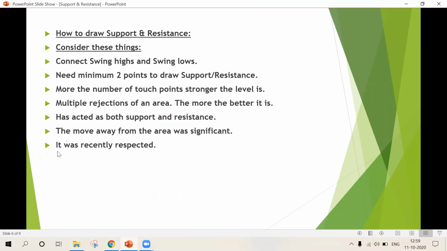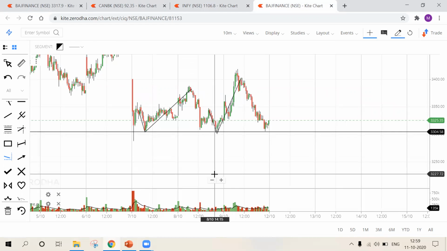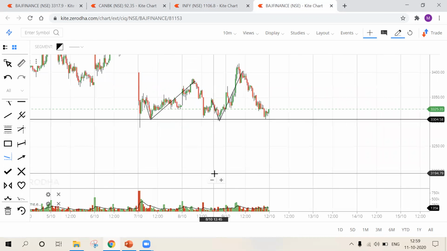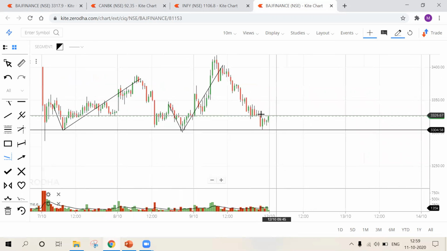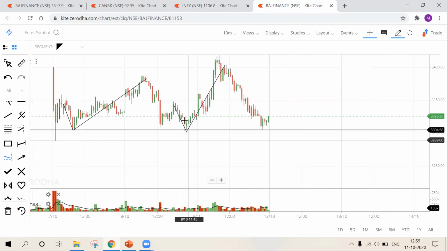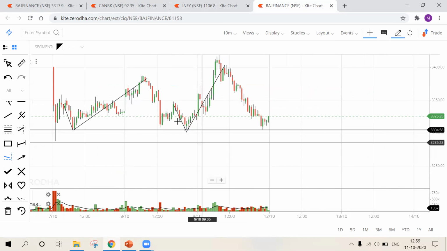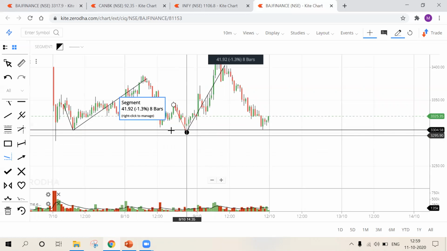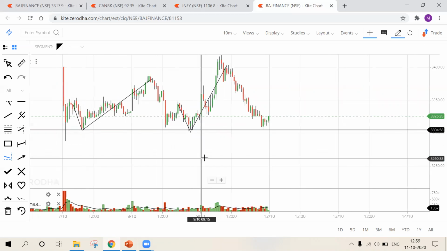And it was recently respected, in the sense that the touch point should be close to the current date. It should not be very far. For example, this is our third touch point, third rejection. When I go back, the second rejection happened on the previous day only. So I can call it recently respected. That's how you should be.